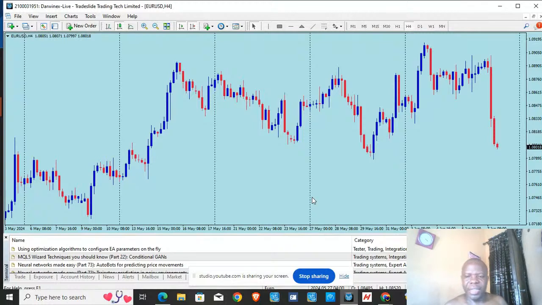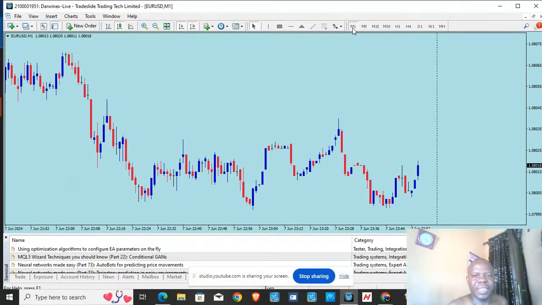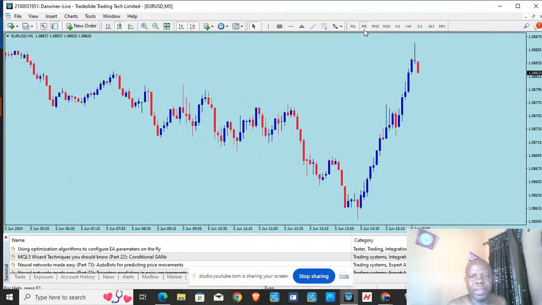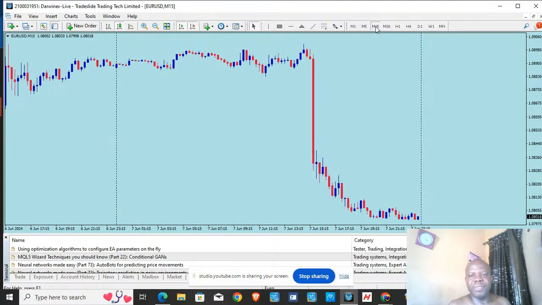Let me briefly talk about how you can know when to buy or sell. As you can see these candlesticks now, like I told you, we have the time frame. This is 1 minute. 1 minute means that each activity here represents 1 minute. 5 minutes means each activity here represents 5 minutes. 15 minutes, it means 15 minutes.